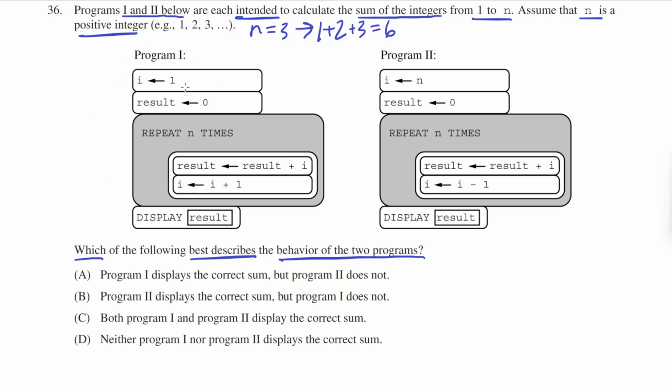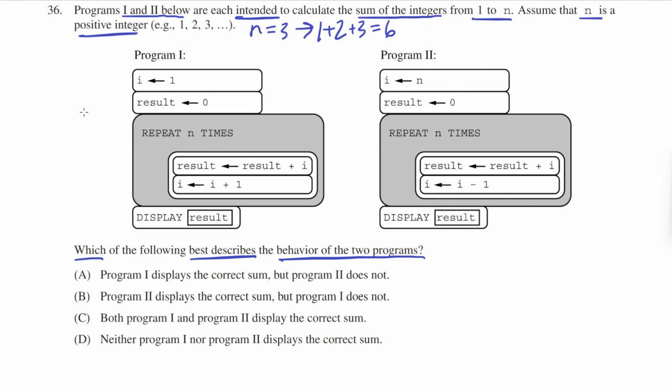So program 1, we first assign a value of 1 to I. Then in our result, we assign value 0. So these are just two variables. Then here we have this loop where we're repeating n times, which is the integer we're going to go up to. Inside the loop, every time we loop, we set the result equal to the result plus I, which just means we're going to add I to the result. And then we're going to set I equal to I plus 1. So this is just adding 1 to I. So we're adding I to result and adding 1 to I. And then we exit the loop and display result after this says repeated n times.